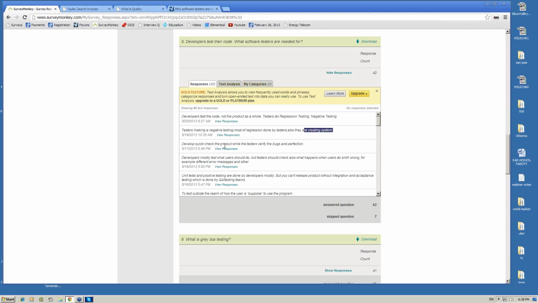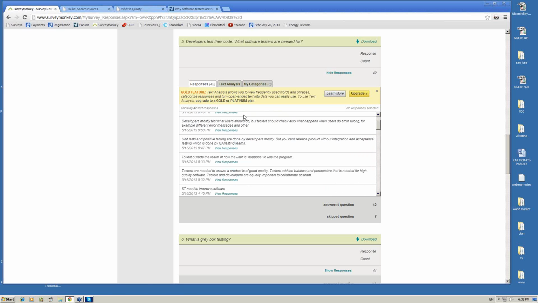Developers quick check the product while testers verify the bugs and perfection. Not really. Testers just do specific types of testing, and it's good to read what we are saying about it. And developers do not do quick check, guys. Developers do very thorough testing, very thorough testing.